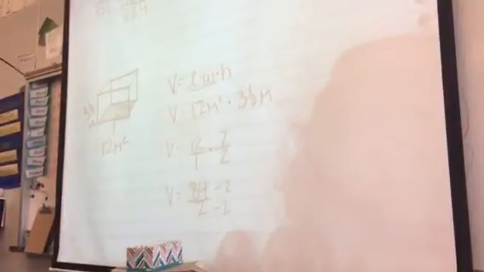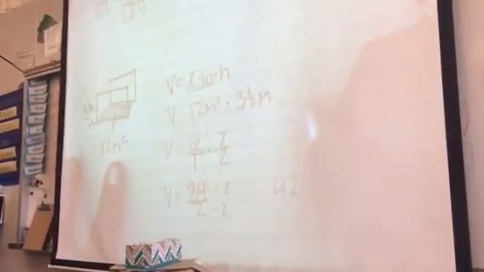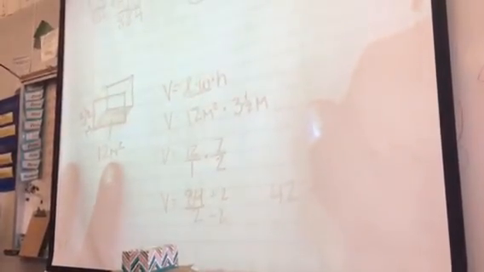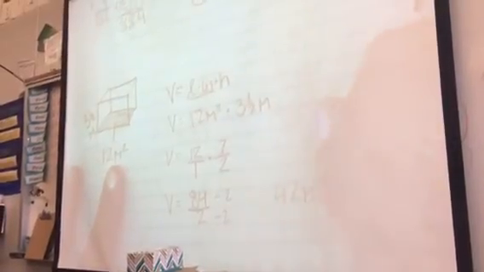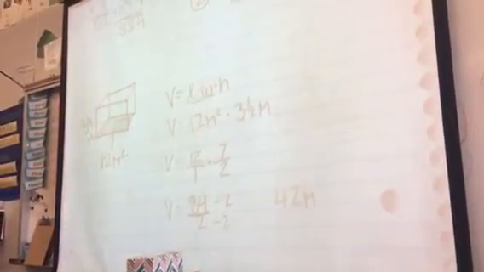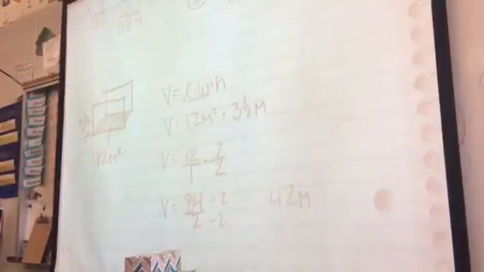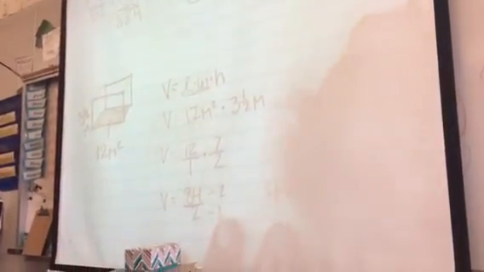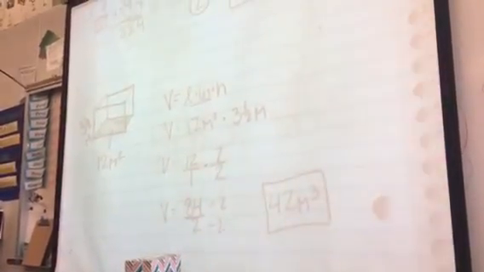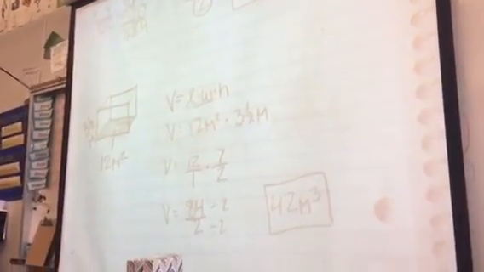42. What am I working in? What's my unit of measurement? Meters. And is it just 42 meters? 42 meters squared? Cubed. Oh, 42 meters cubed. Okay? Once your math journal matches mine, I need you to open on the corner of your desk.